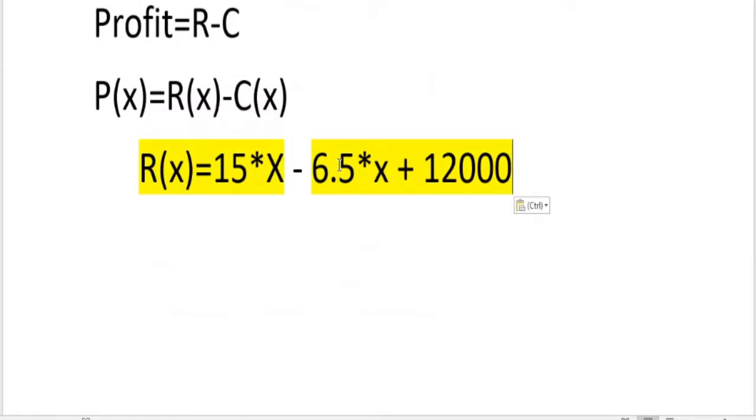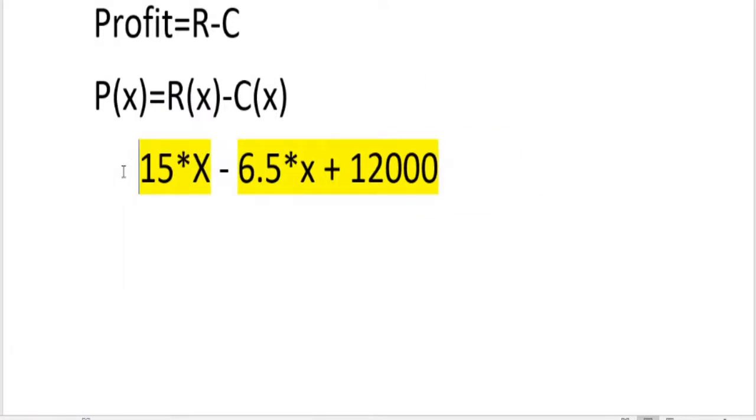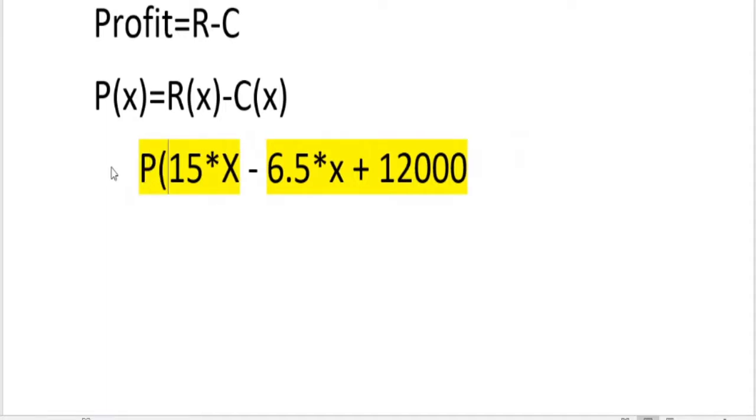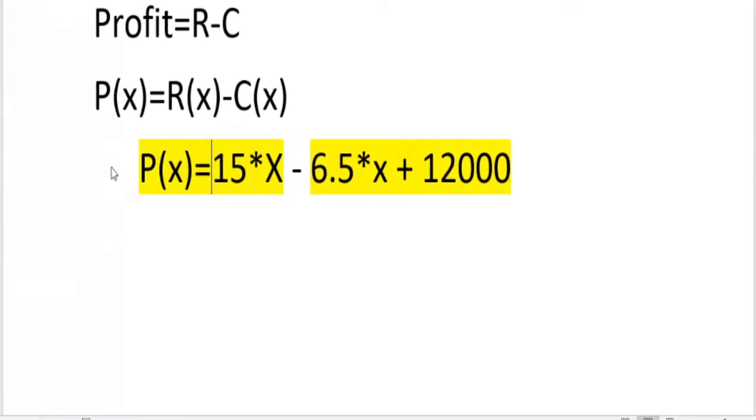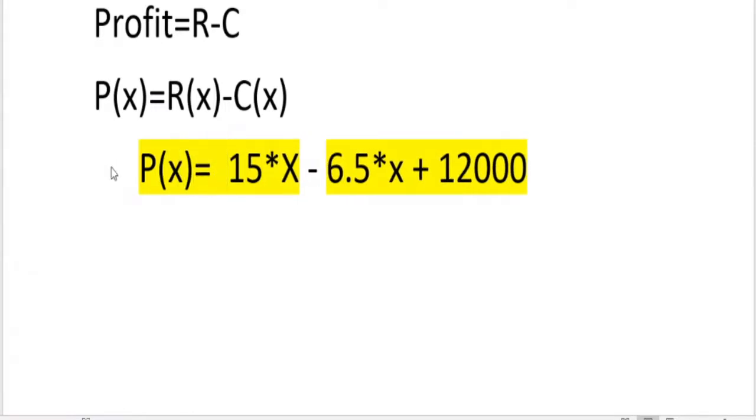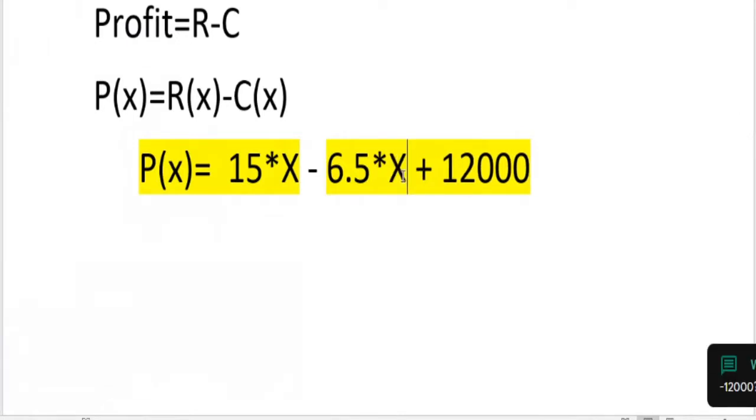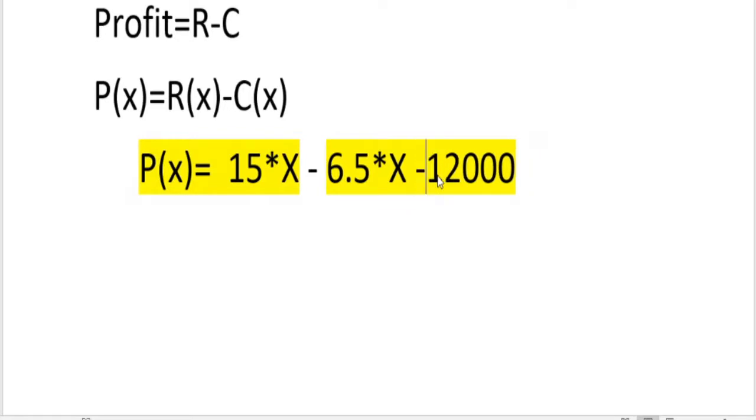So 15x minus 6.5x plus 12,000. We have the profit function, P(x) equals. This is what we have: the profit function, 15x minus 6.5x plus 12,000. This x and this x are the same, so I will just keep it as x. So it will be minus 12,000, in brackets, the whole cost function. Right, minus 12,000. Yeah, thank you. When you open up the bracket, this will become minus 12,000.